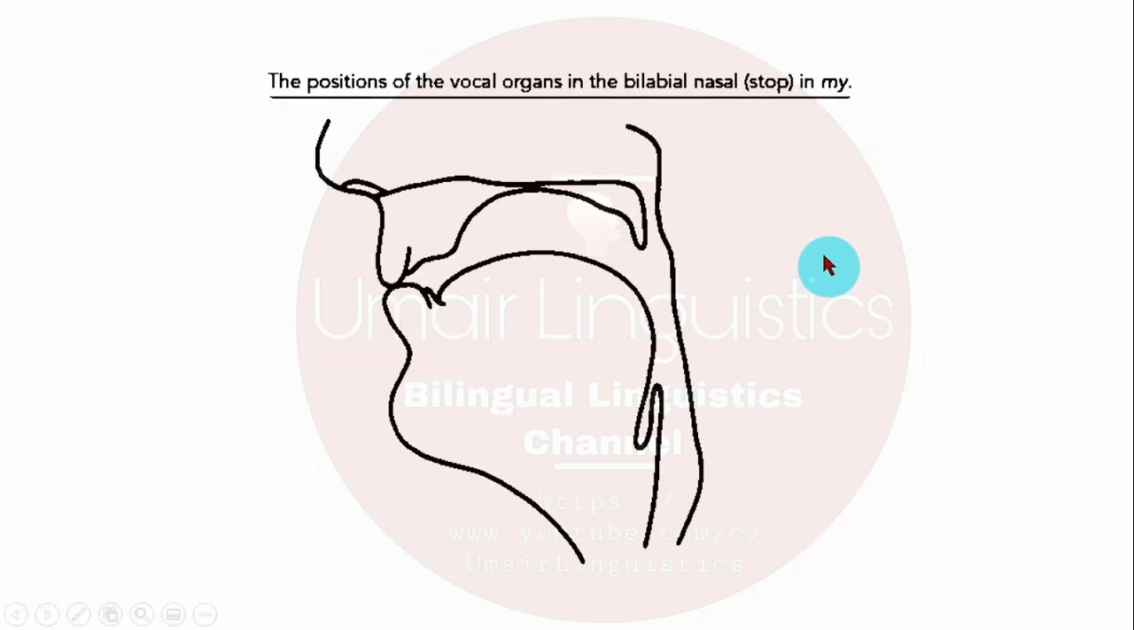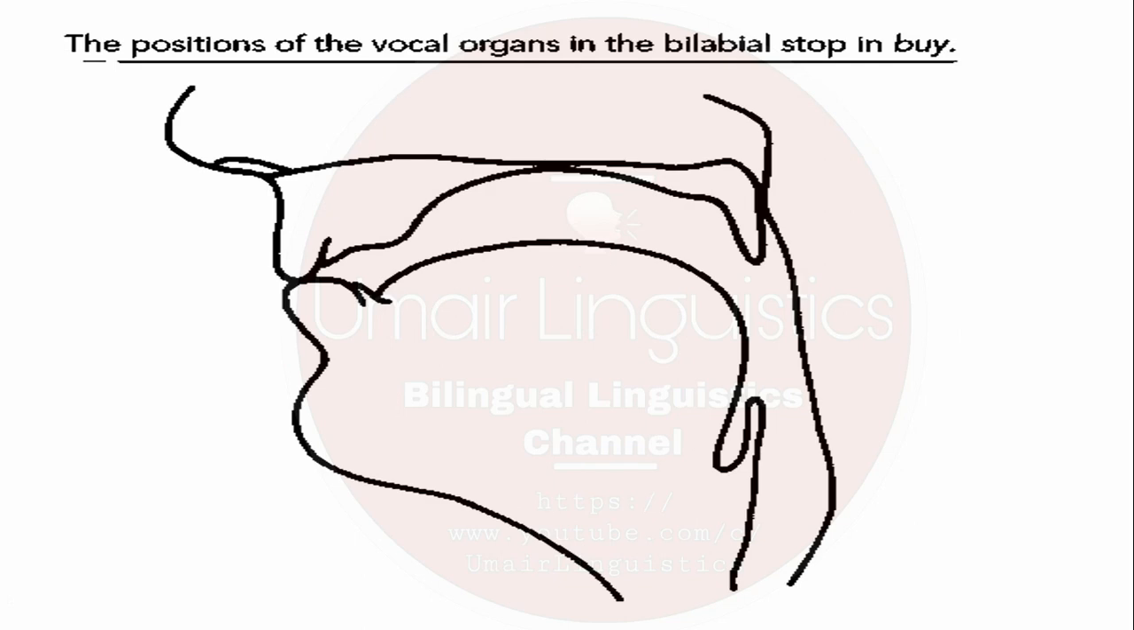When we say any word like book, or for example a word like by, in by we are not producing any nasal sounds. So here you can see the velum or soft palate is raised against the wall of the pharynx. This is called the velic closure, and now the air will pass through the mouth. When we say by, at the end the air will pass through the mouth.